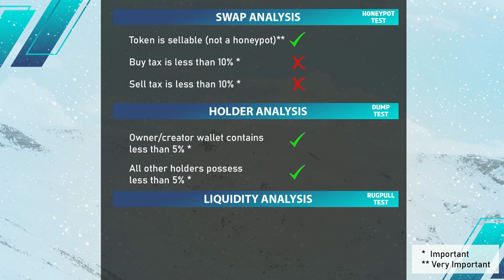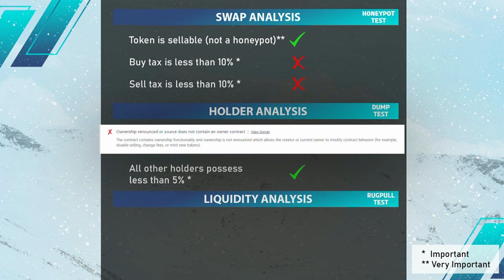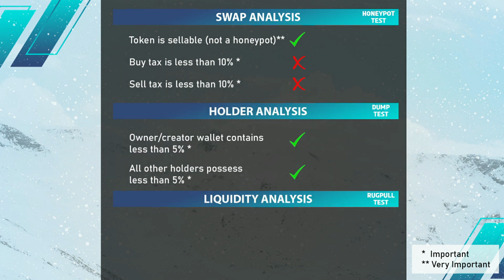Holder analysis results. For now, I am sure that there will not be a single wallet that has a token supply of more than 2%. But because the contract is not renounced, the developer can change the contents of the smart contract at any time, including changing the maximum transaction and maximum supply for each wallet.